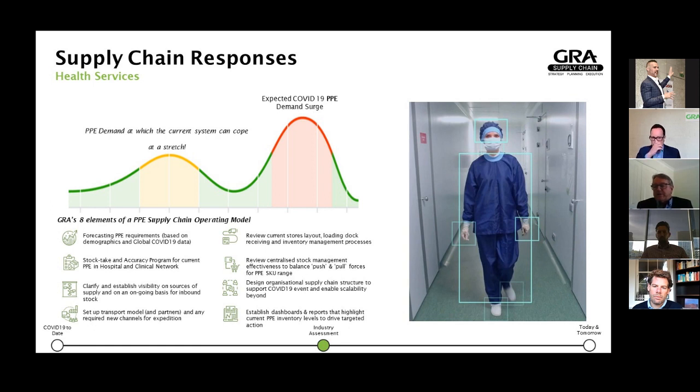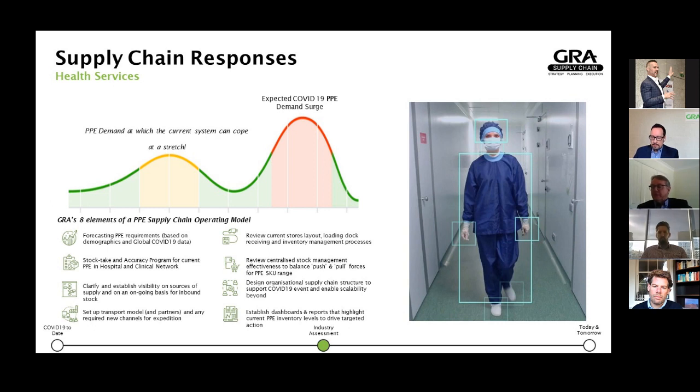So GRA has 8 elements of the PPE supply chain operating model, and they're fundamental to most business, but relevant here in the health sector we've worked through. It's forecasting requirements, and it's had to be based on global COVID-19 data and looking at what happened elsewhere rather than just historical. Stocktake accuracy and program for current hospital equipment. The health system is just used to clinicians using the equipment they have and they expect it to be there, but there's no real diligent process to control the issuing and what happens with it.